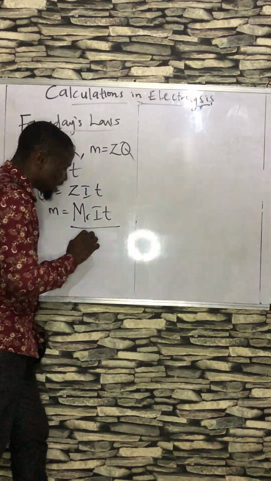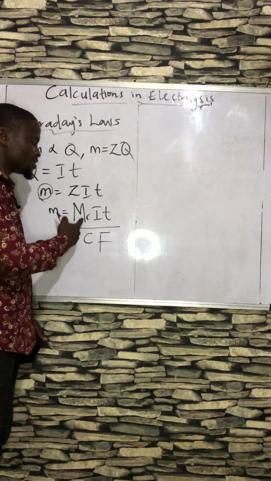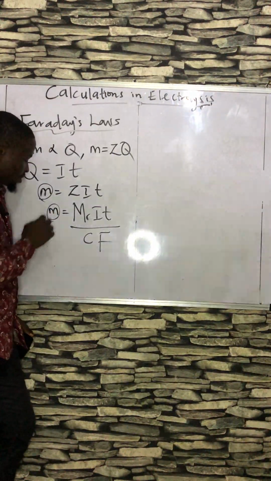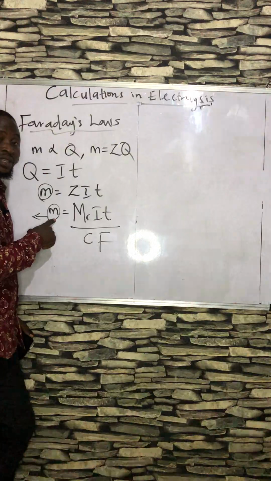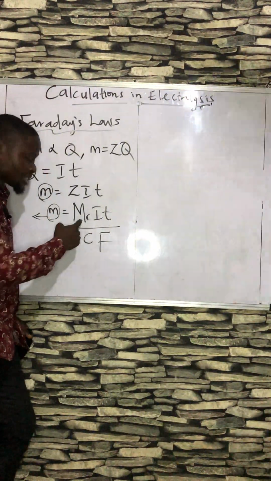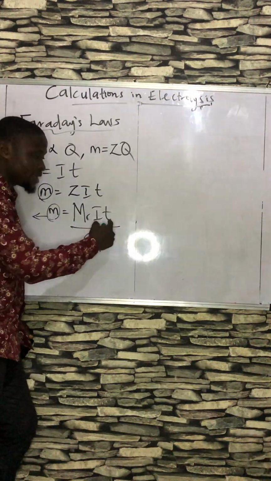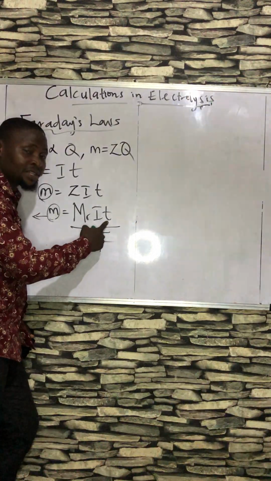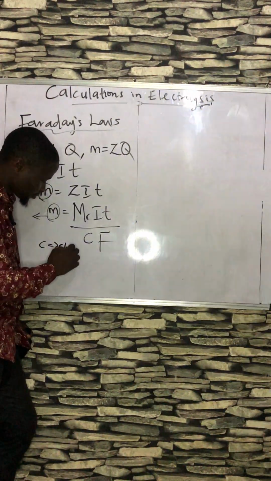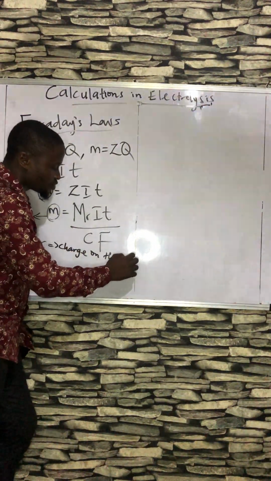M is equal to Mr IT all over CF, where M retains its conventional usage, mass. Mr is relative atomic mass, I is current in ampere, T is time in seconds. This C is the charge on the ions.